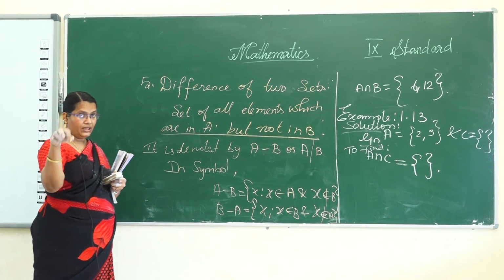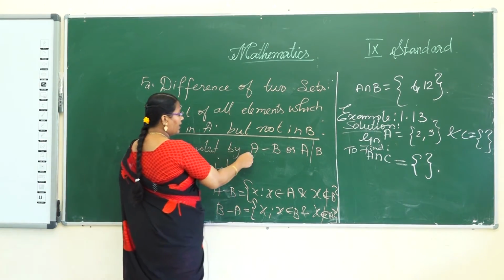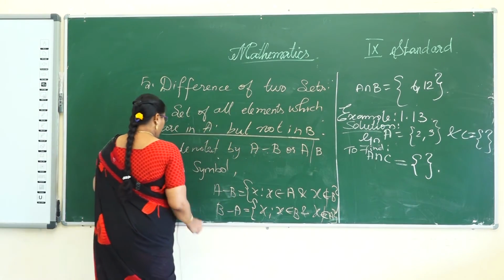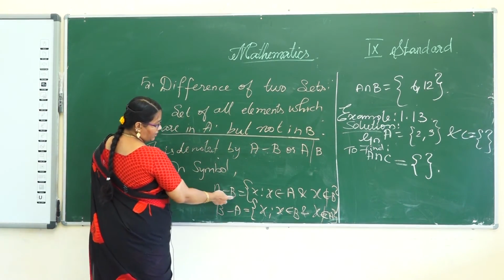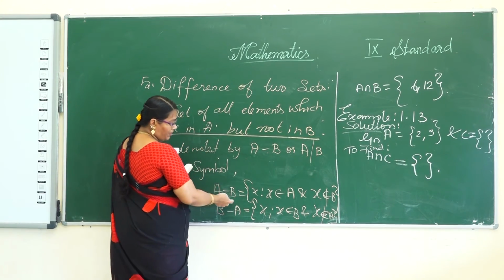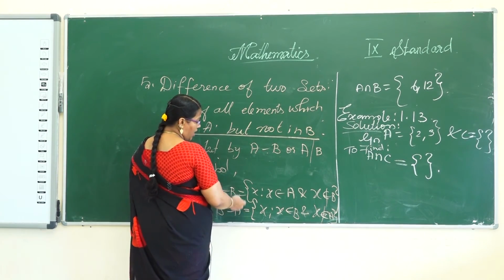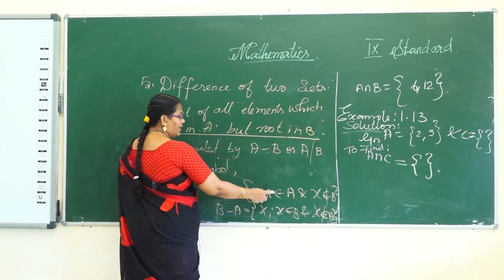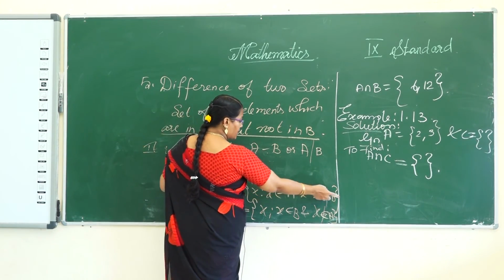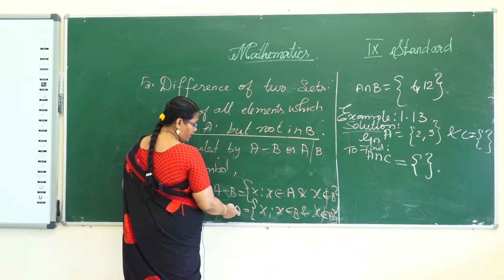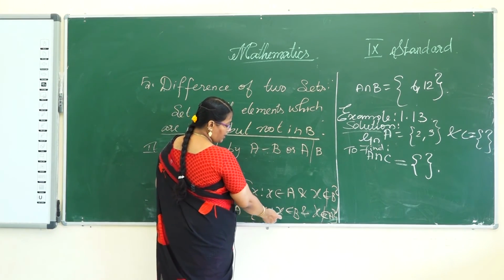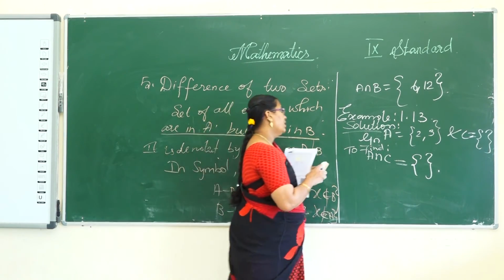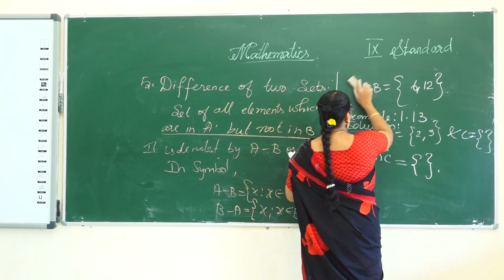A la mattum irukanum, B la irukka kudadhu. So it is denoted by the symbol A difference B, or in simple terms A minus B is equal to A difference B. A minus B is the set of all x such that x belongs to A and x does not belong to B, and B minus A is the set of all x such that x belongs to B and x does not belong to A. Okay, now see the Venn diagram.